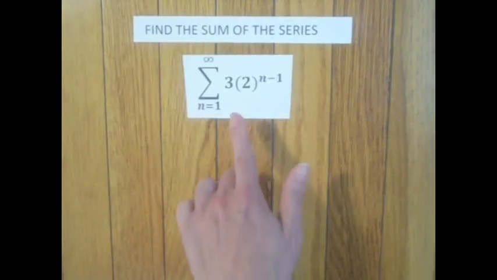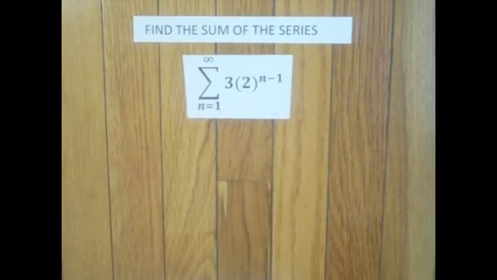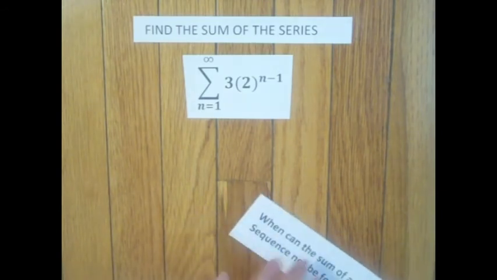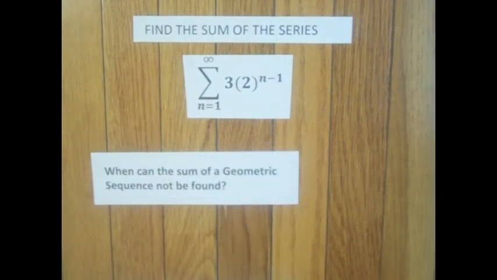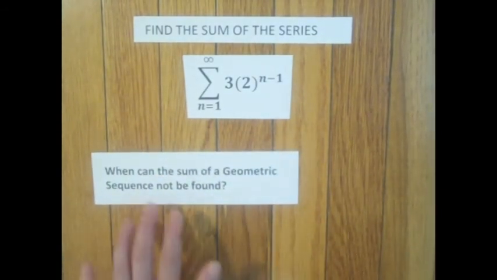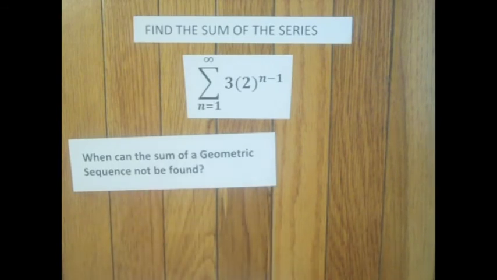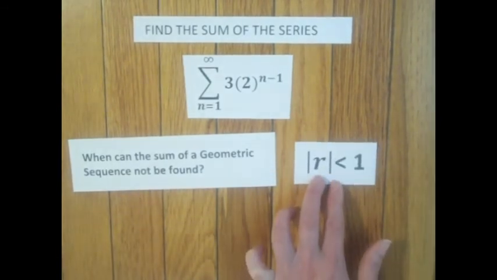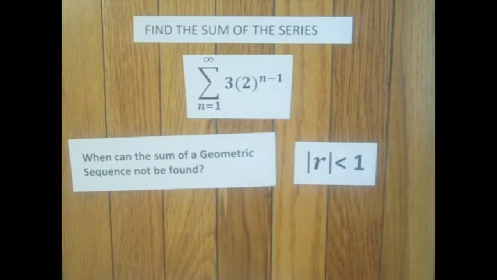So we know that there's no way this infinite sequence adds up to -3, which brings us to ask, when can the sum of a geometric sequence not be found? And it turns out that there are some parameters on r. The common ratio r, the absolute value of it, has to be less than 1 in order for the infinite sum of a geometric sequence to exist.